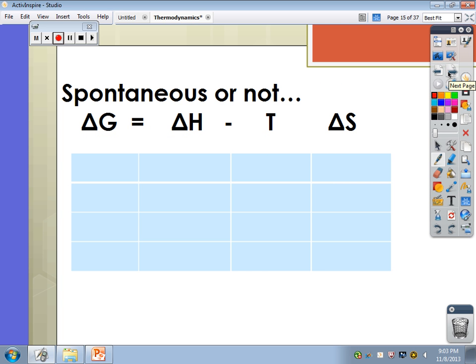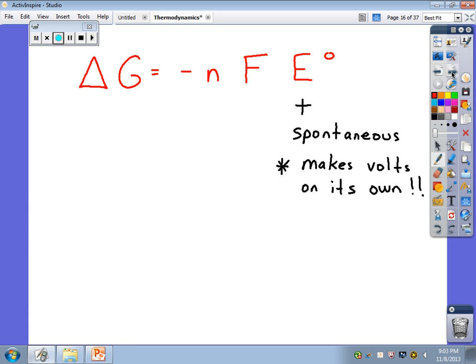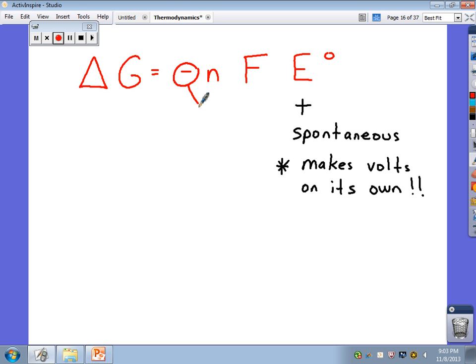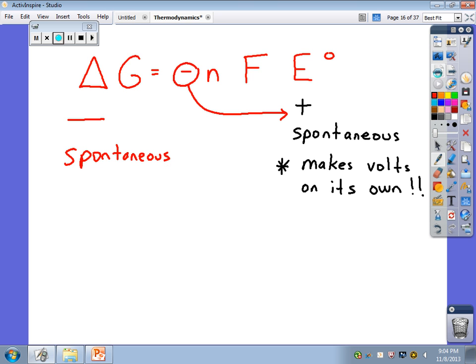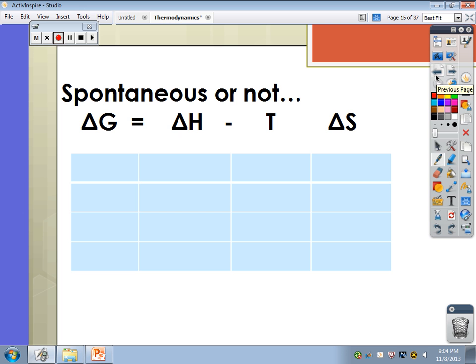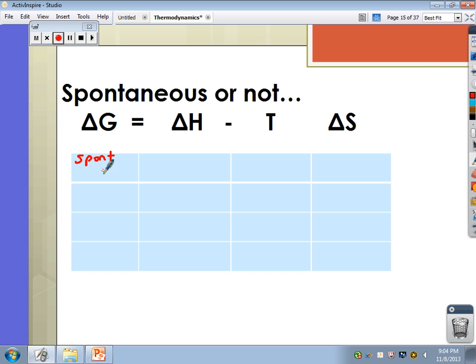But first, we need to talk about whether reactions are spontaneous or not. Now, if you look at this right here, delta G equals negative nFE. You learned when we did electrochem that E is positive and it's spontaneous. That means a reaction makes volts on its own. This equation is a known equation. There's a negative sign in here for a reason. This negative sign is in here because if this is positive and it's spontaneous, this ends up being negative. That means that delta G is spontaneous when it's negative. And you're going to have to memorize that. Remember it. Put it in your memory. Understand it.